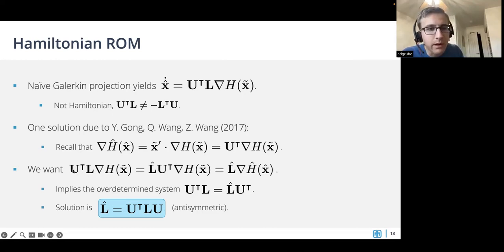And so what I want is this U transpose L that I get from Galerkin projection to really be something like L hat U transpose, where L hat is a low dimensional skew symmetric matrix. So then all that means is that you have to solve a generally overdetermined system, because here I have big N by little n equations in little n squared unknowns. And you can really just solve this by inspection if the columns of U are orthonormal, because then I end up with this least squares thing, which I can stuff in place of this.